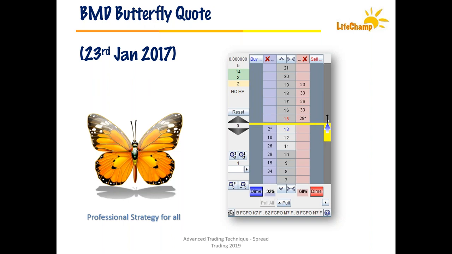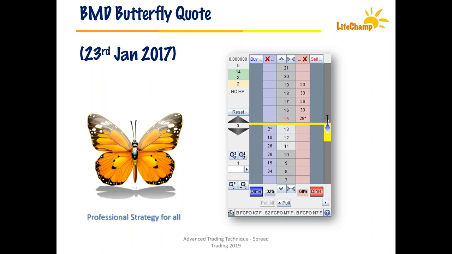So butterfly essentially is a combination of two opposing spreads. When you're going spread, that means you're going two legs. When you're going butterfly, you're going four legs. But how to trade butterfly is a different thing; usually you can start with trading spread first, and eventually you can combine your spreads to become a butterfly strategy. But as I said, Bursa Malaysia has very good quotes, so now you don't have to do all this one leg, two legs, four legs. You can go in butterfly quotes and trade the butterfly directly.